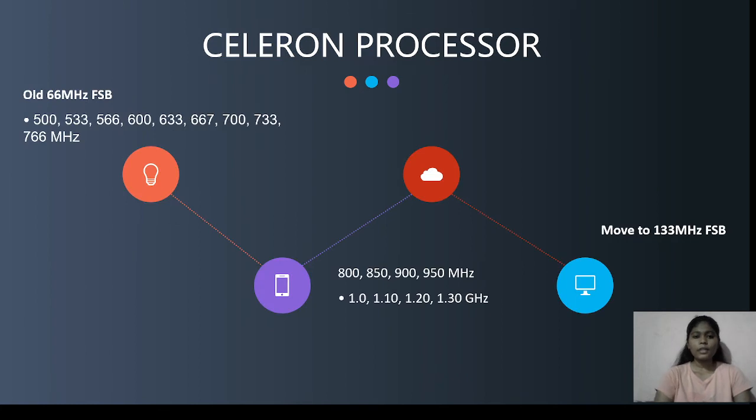Now, Celeron processor examples. Old Celeron has a 66 MHz FSB. Examples are 500, 533, 566, 600, 633, 667, 700, 733, 766 MHz, and 800, 850, 900, 950 MHz, and 1.0, 1.10, 1.20, 1.30 gigahertz. And then Celeron moved to the 133 megahertz FSB.